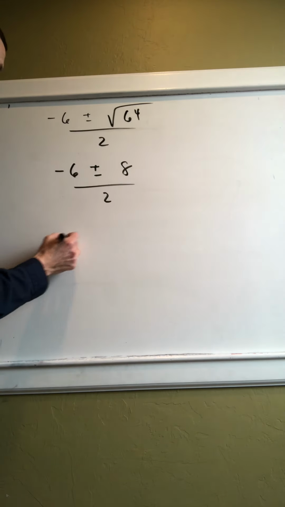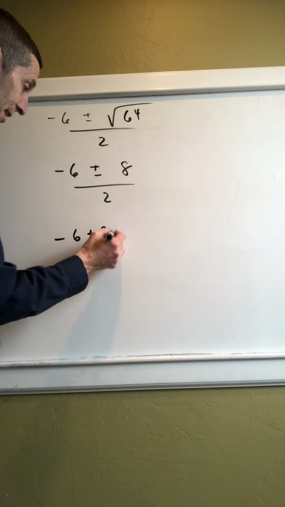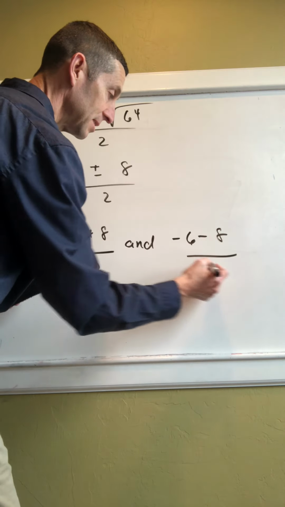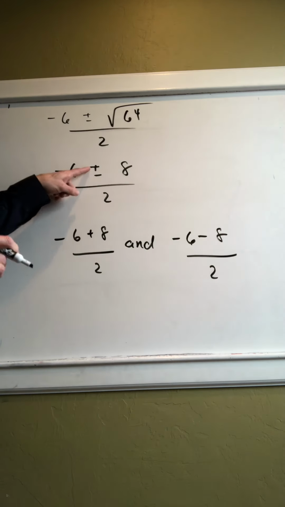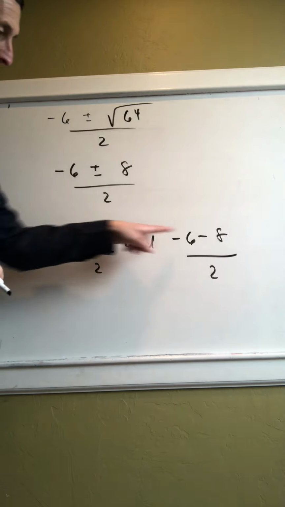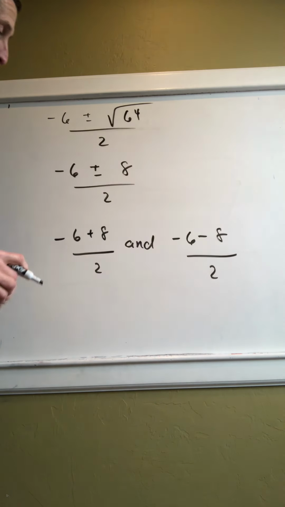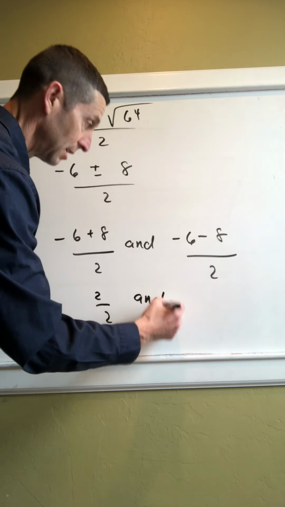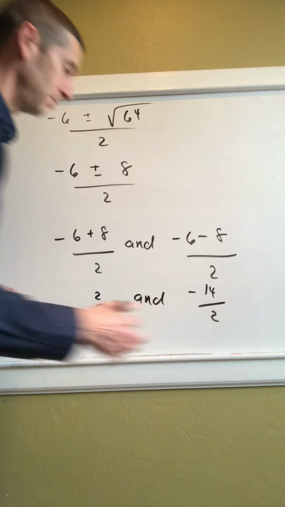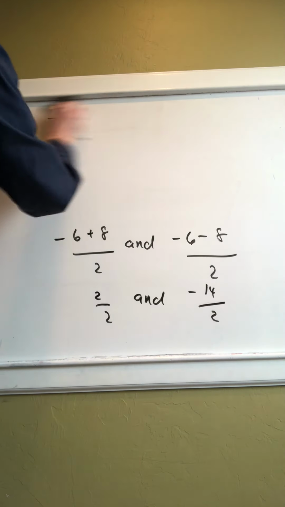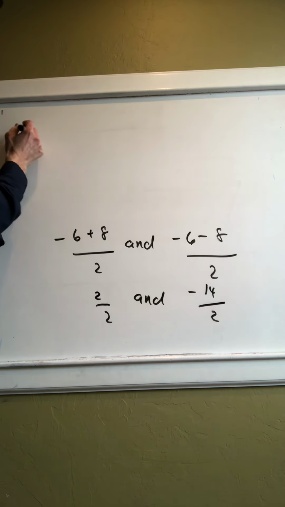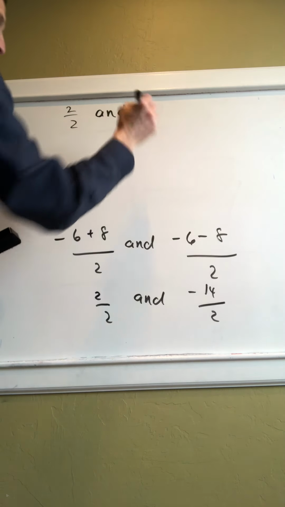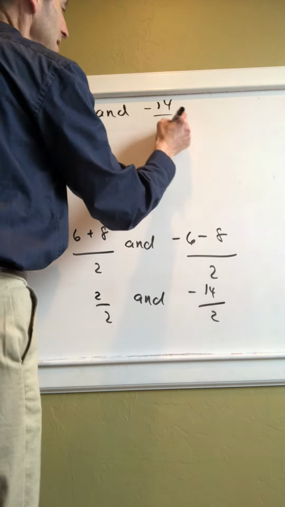And we've got our split. We've got -6 plus 8 divided by 2, and -6 minus 8 divided by 2. So again, the plus or minus gives you one with plus, one with minus, and we got them split. Let's go 2 divided by 2 and -14 divided by 2. So here we have 2 divided by 2 and -14 divided by 2.